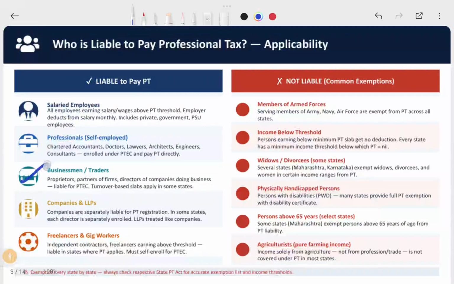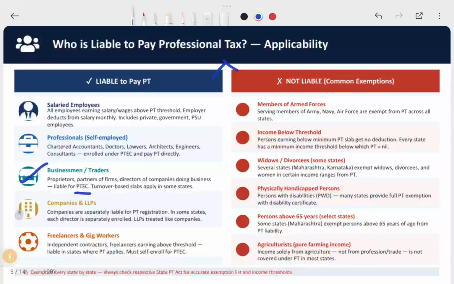Also business or trade. If you have a partnership firm, proprietorship, or directorship in a company and are also doing business, all these proprietors, partners, and directors of the company have to pay professional tax under a professional tax enrollment certificate. There are two certificates in professional tax. I will tell you about them in the later part of the video, but first I will tell you who is covered, and then we'll see what registration has to be taken once they are covered.